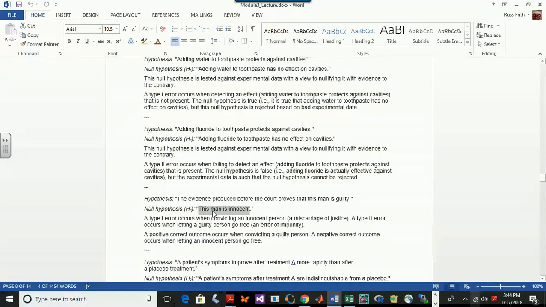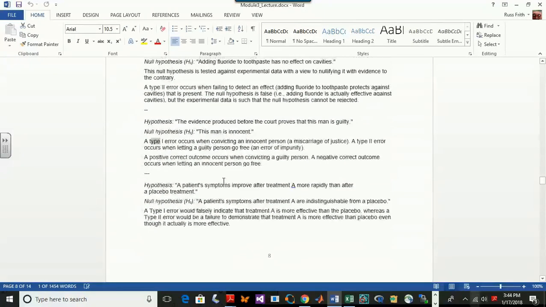Okay, so if this is true and you reject it, then that's a type 1 error. So you convicted an innocent man. Yeah, so if this is true and you reject it, type 1. If it's false and you accept it, it's type 2.